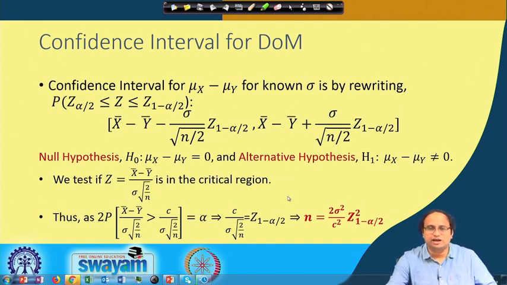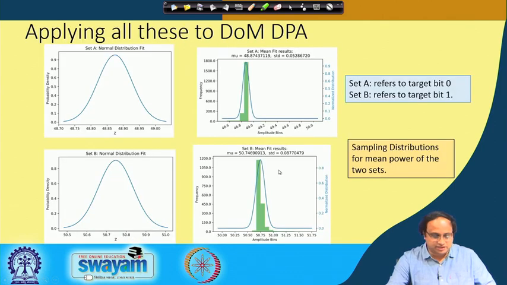Now we will try to utilize this in an actual experimental setting, so let us see this case study. We are again trying to perform a difference of mean attack on the last round of AES. In the last round of AES, again we have two distributions because of the 0 bin and the 1 bin that I talked about.